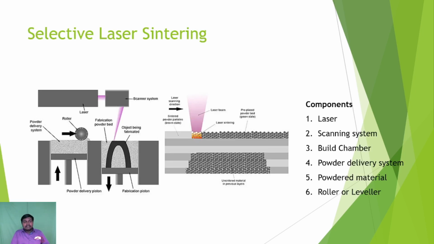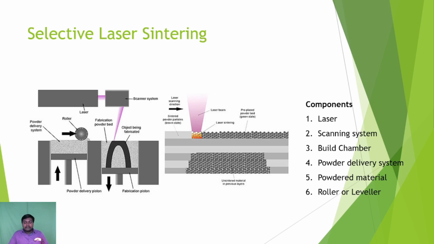Next one is selective laser sintering. Selective laser sintering is based on powder-based methodology. It uses powder to make the 3D object. The main components of selective laser sintering are: laser, the source; the second one is the scanning system; third is the building chamber; fourth is the powder delivery system; fifth is the powder material; and sixth is the roller or leveler.